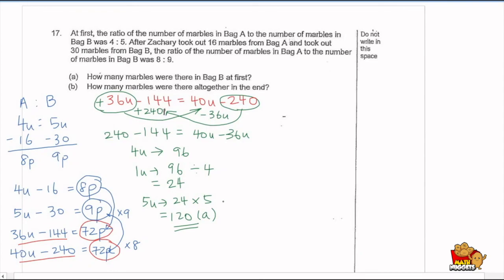So then part B wants us to find the marbles all together in the end. Since I've already found the units, I'm going to find the number of marbles at first, which is 9 units. 24 times 9, 216 marbles at first. Then I'll just take out the 16 and I take out the 30, and this will give me 170 marbles in the end.